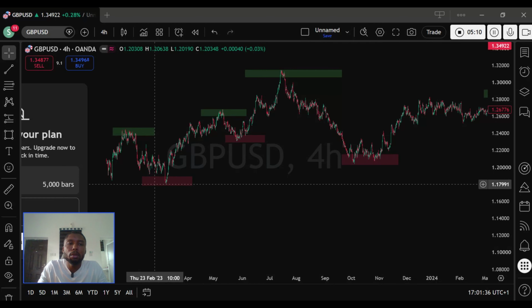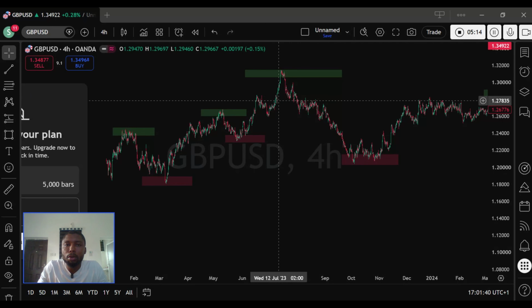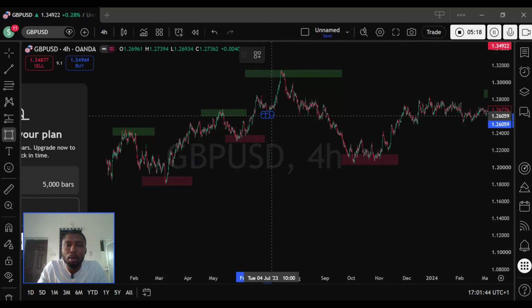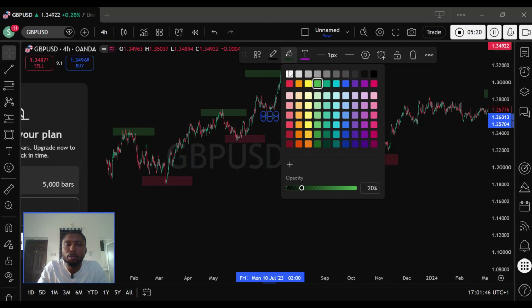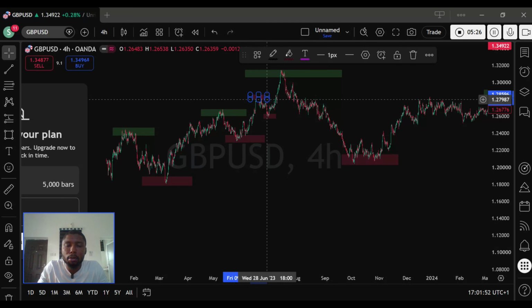Support, resistance, support, resistance, support, resistance. You can plot as many as you want to plot. Support and resistance, right?